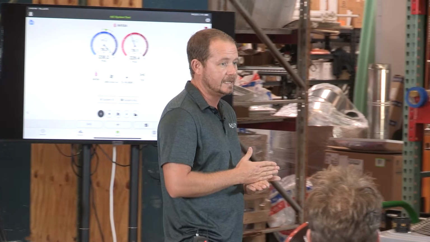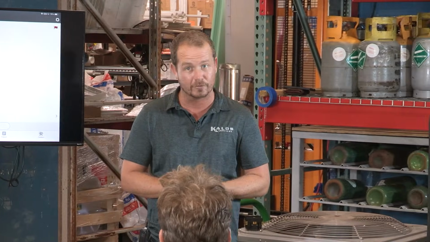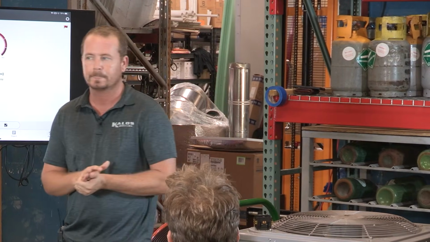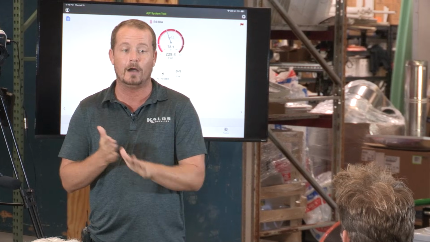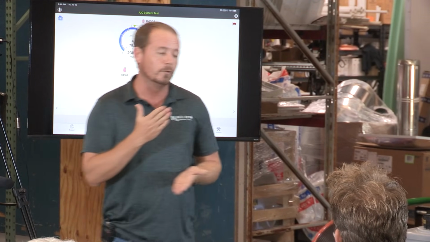You don't need to look at other weird things. You don't need to replace the TXV. You don't need to think, well, maybe it's the compressor, that kind of stuff. You can know if it's an airflow problem or not based on the system readings. And that's what we're going to cover. Now, before we do that, a couple ground rules.